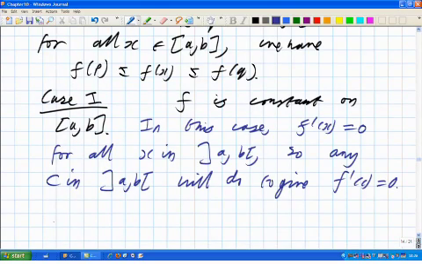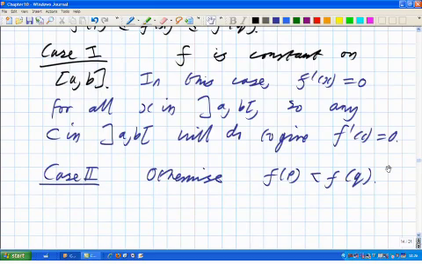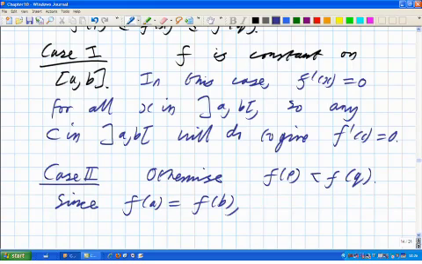So case 2, otherwise, f of P is less than f of Q. But since f of A equals f of B, at the endpoints the function takes the same values, we can't now have both P and Q at the endpoints. So at least one of P and Q must be in the open interval.